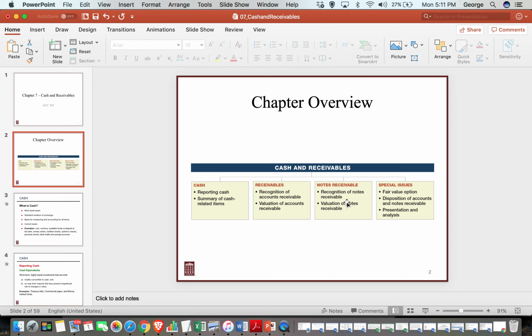Sometimes we'll have a note receivable from a customer who cannot pay their account receivable. So we'll say, hey, okay, pay it in 90 days, but there's going to be interest. And then some special issues related to receivables and cash.